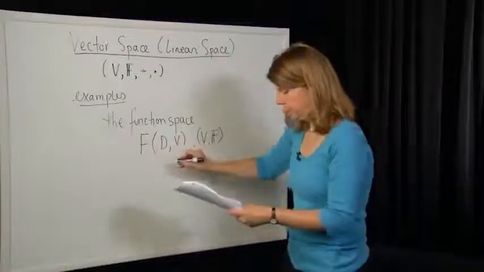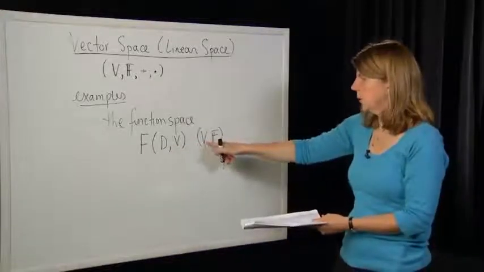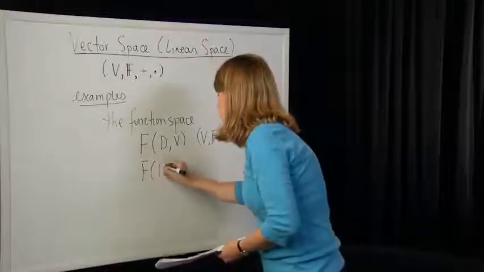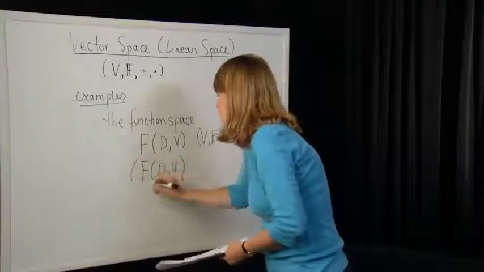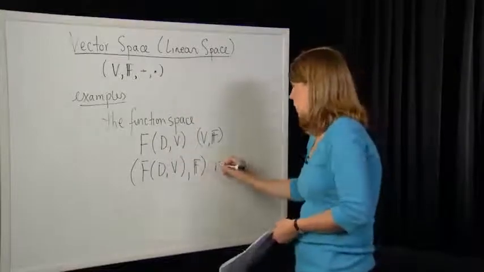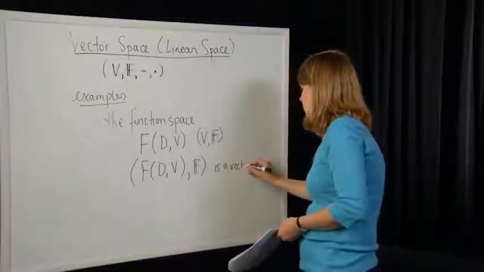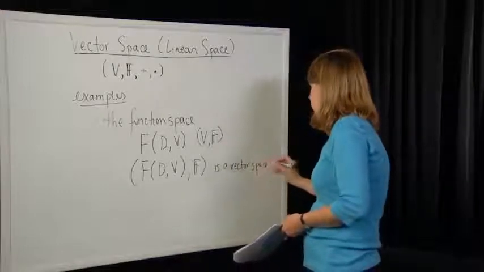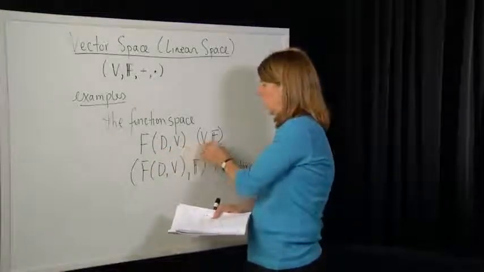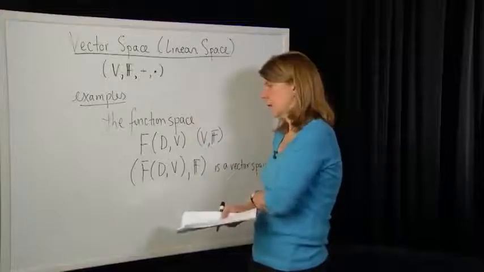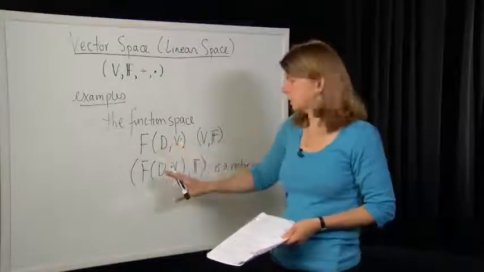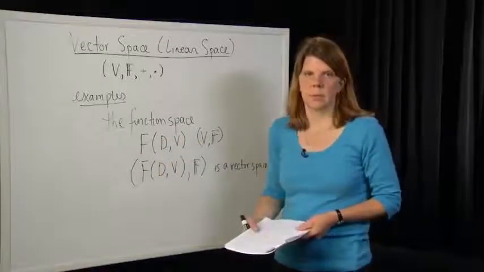That space here, using the same field as V has, is a vector space. So the set of functions mapping a set D to a vector space V operating over the same field as is associated to V is a vector space. So continuous functions that map an interval of the real line to Rn, for example, where we're using the real numbers as our scalars. Differentiable functions. We can think about subclasses of these functions that inherit the properties of a vector space.